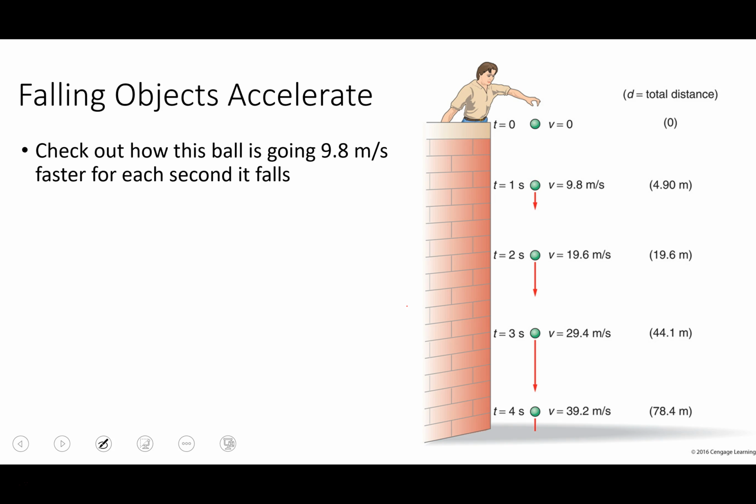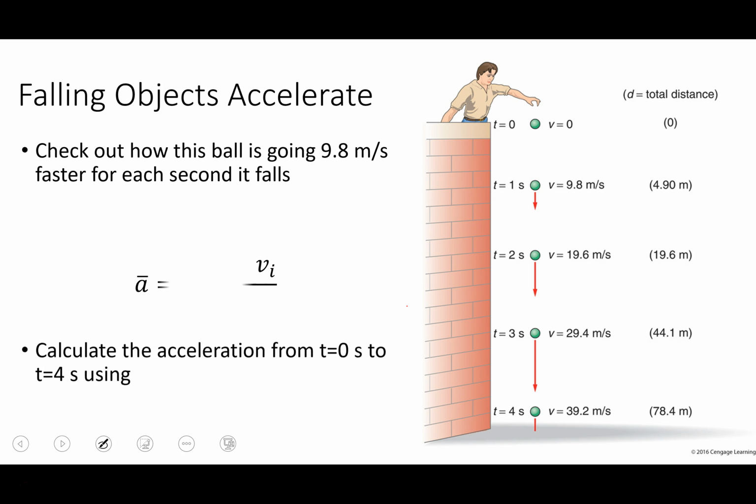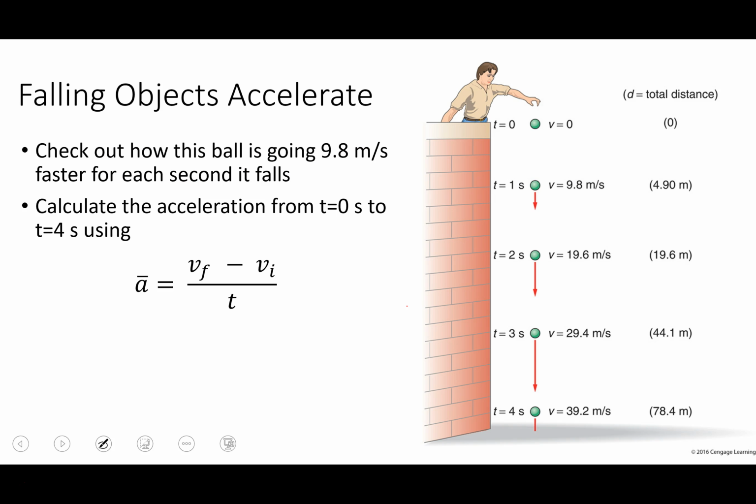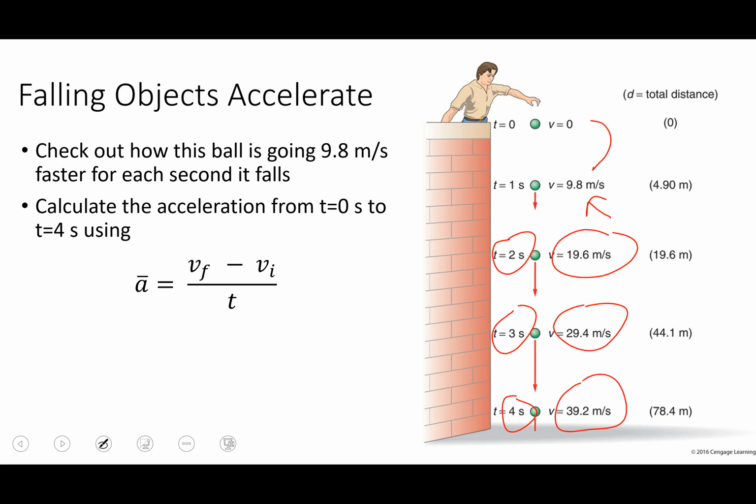This is actually showing you a ball falling faster and faster. So here it is at 1 second, it's falling at 9.8 meters per second. We give it another second and it's 2 times 9.8. We get another second and it's 3 times 9.8. Another second and it's 4 times 9.8.